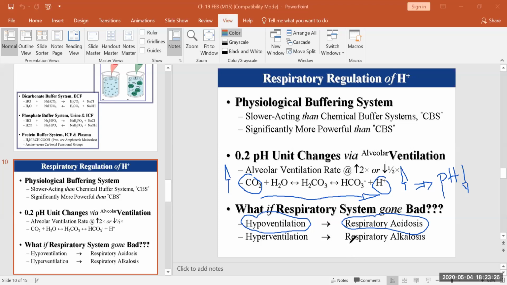Okay. Now let me reverse the process. What if instead of increasing, we talk about decreasing?